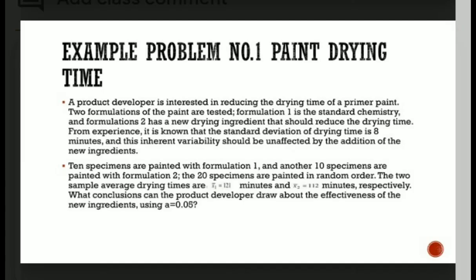So this is our example, problem number 1, paint drying time. A product developer is interested in reducing the drying time of a primer paint. Two formulations of the paint are tested. Formulation 1 is the standard chemistry and formulation number 2 has a new drying ingredient that should reduce the drying time. From experience, it is known that the standard deviation of drying time is 8 minutes and this inherent variability should be unaffected by the addition of the new ingredients.